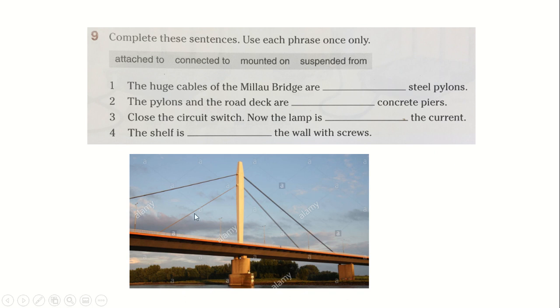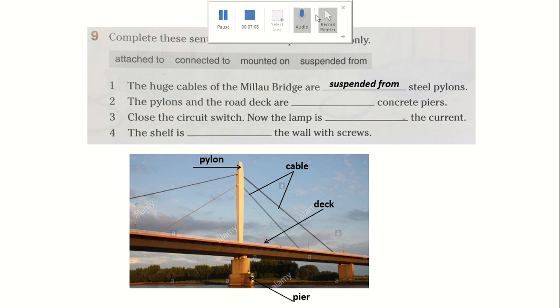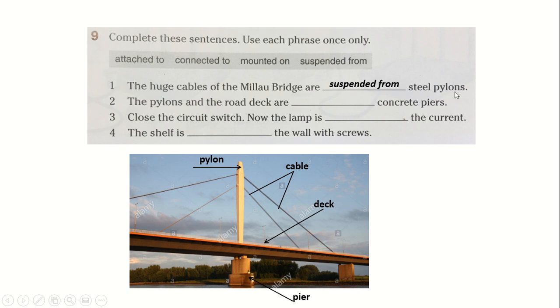Okay, here are the pictures to help us. The cables and the pylons. Pylon, the cable, the deck over the bridge, the pier. So number 1 is suspended from. The huge cables of Millau Bridge are suspended from the pylons, steel pylons.